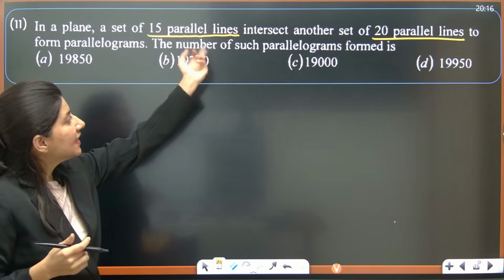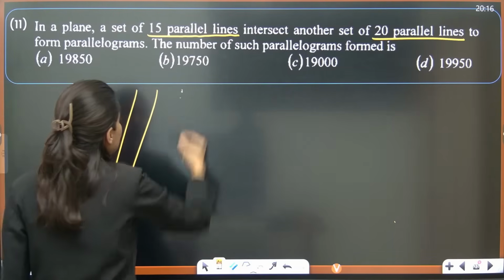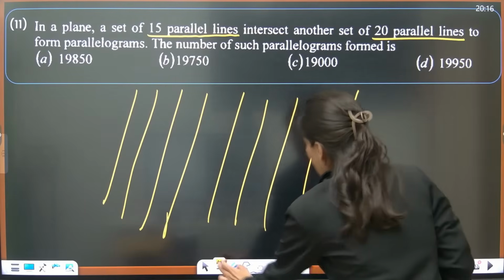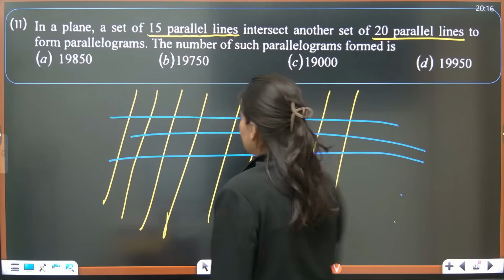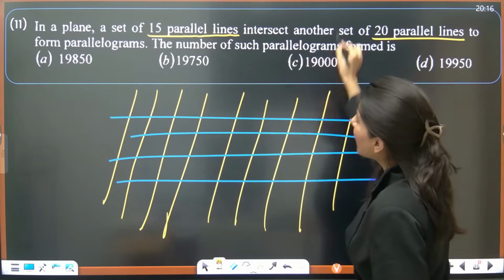15 parallel lines intersect another pair of 20 parallel lines. So see, 15 parallel lines are like this. This is 15 parallel lines, and 20 parallel lines will look like this. Another set of 20 parallel lines. So to create a parallelogram, the number of parallelograms is to be formed.